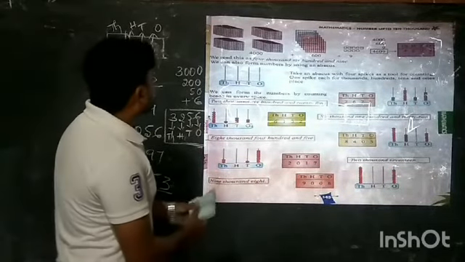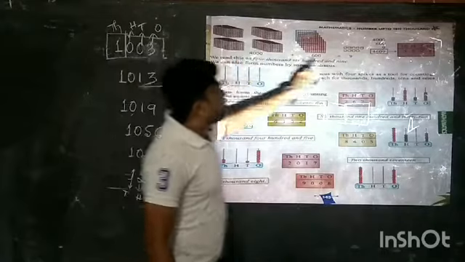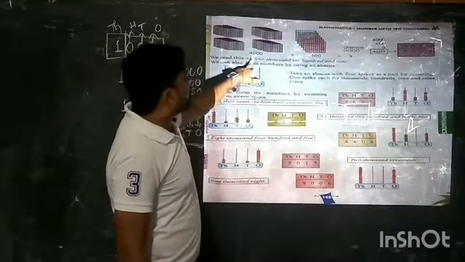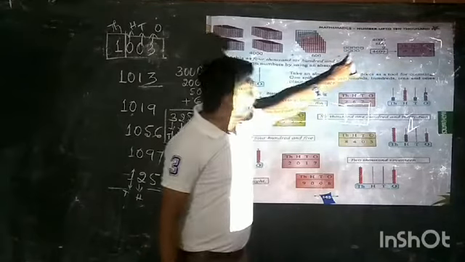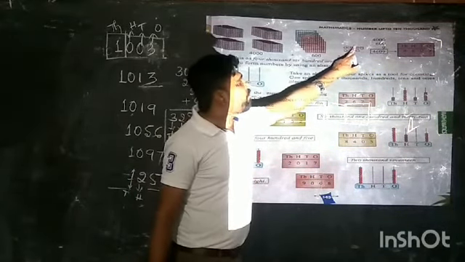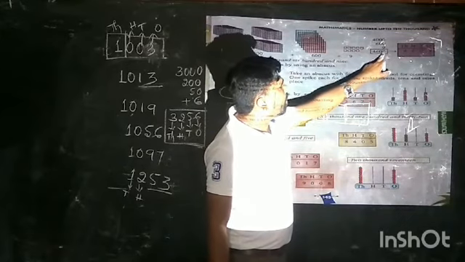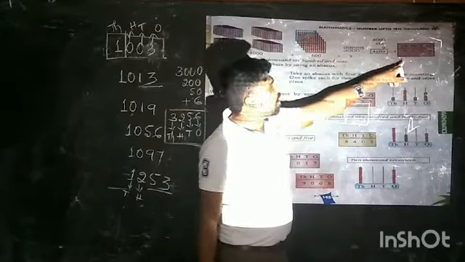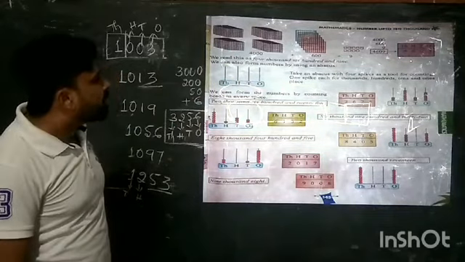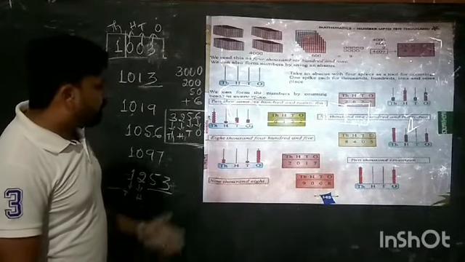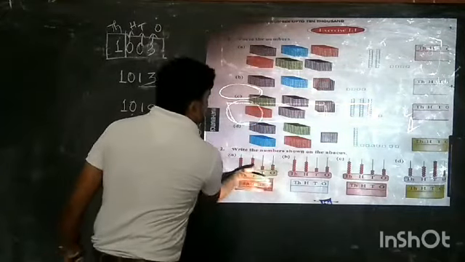See here, and also another example. Here total 1000: 1, 2, 3, 4. That is 4000. Afterwards, this is 100: 1, 2, 3, 4, 5, 6. 600. And the 10 place is not given, so 0. Then ones: 1, 2, 3, 4, 5, 6, 7, 8, 9. Add means 4,609. 10 place it is 0. 4,609. Understood? By using these blocks we can add the numbers. Clear? Next, I will explain this in the exercise part.